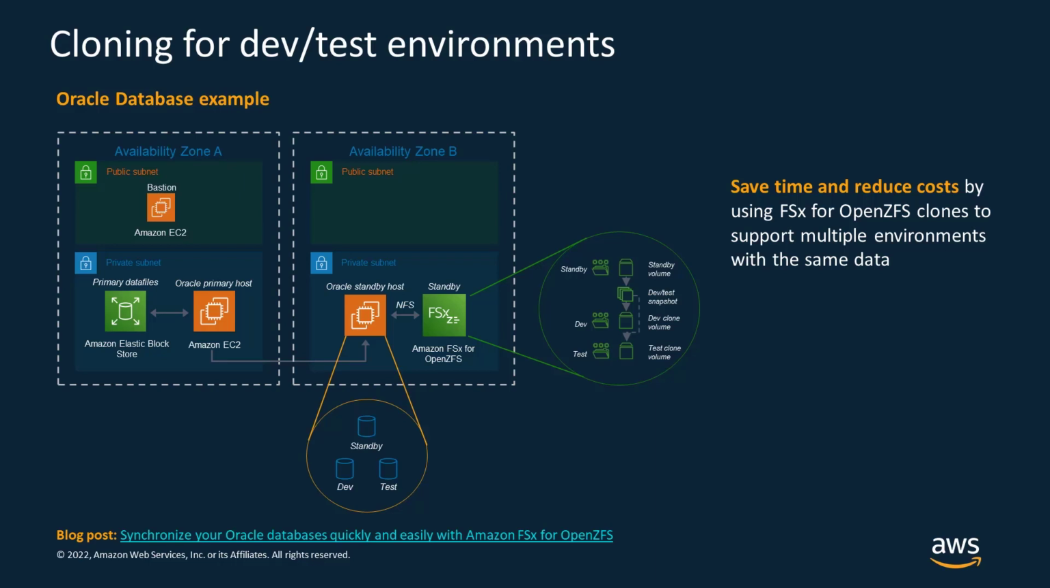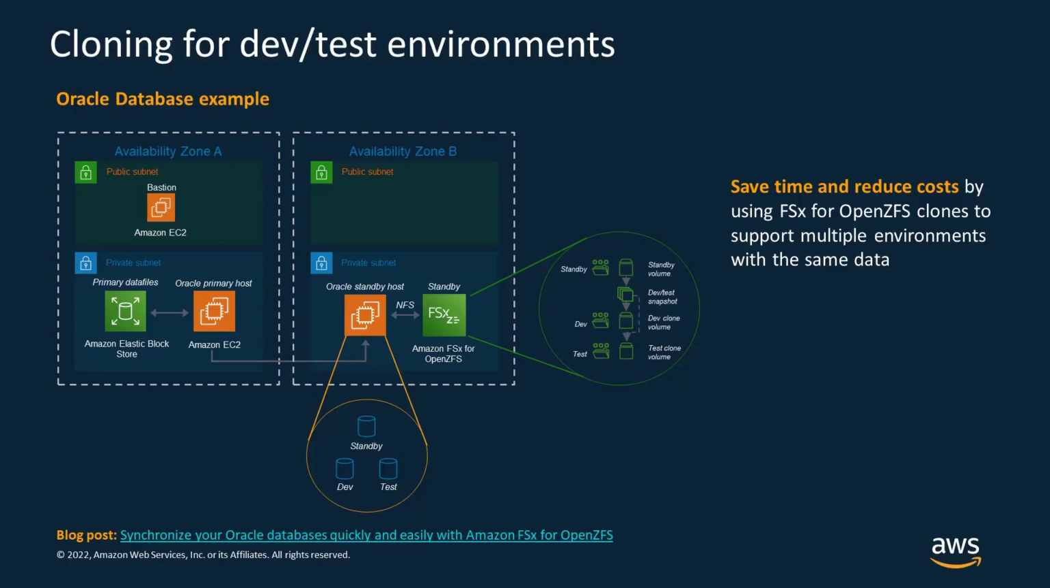Here, we highlight an example from a recent blog post on how you can use clones with Oracle databases, but this configuration could work for almost any data serving setup. On the left, you have the primary host, which is powered by EBS storage. And on the right, you have the standby host, which is powered by FSx for OpenZFS storage. Most of the time in these types of Oracle database active-passive configurations, the standby host is actually idle, standing by, as the name suggests, in case any event affects the availability of the primary host.